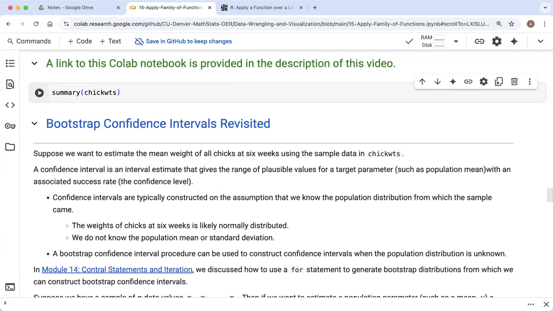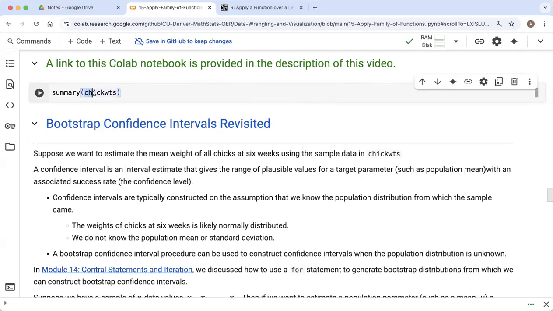Okay, welcome. In this video, we are going to revisit our discussion of Bootstrap confidence intervals, which we introduced in the context of for loops in the previous module. But we'll see how we can use apply functions to come up with an algorithm for generating a Bootstrap distribution using the chicken weights data set that we just explored in the previous video.